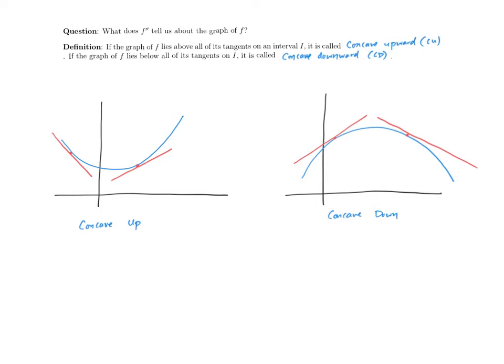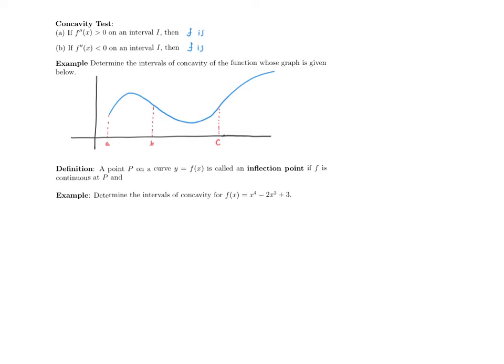So let's go ahead and relate this specifically back to the sign of the second derivative. With the first derivative, we had the increasing-decreasing test, where the sign of the first derivative indicated where a function was increasing or decreasing. The analogous case with the second derivative is the concavity test. If the second derivative is positive on an interval, then we say the function is concave upward on that interval. Similarly, if the second derivative is negative on an interval, then we say that f is concave downward on that interval.